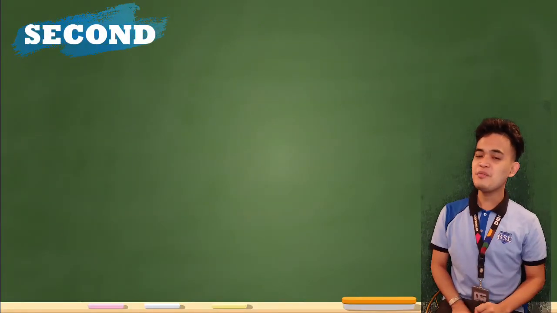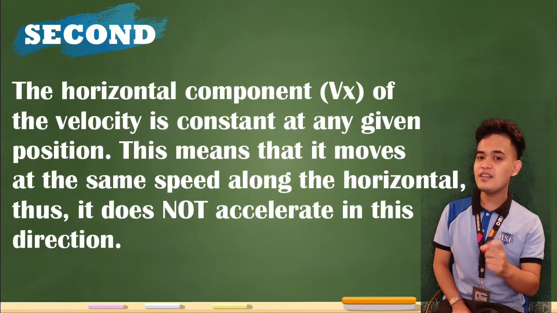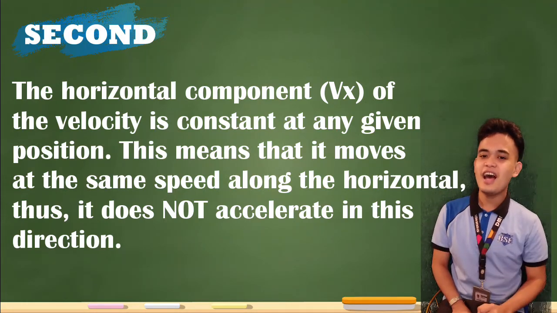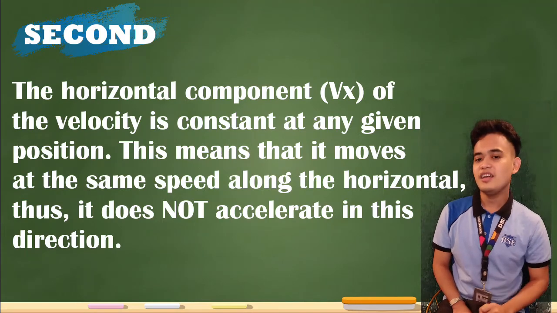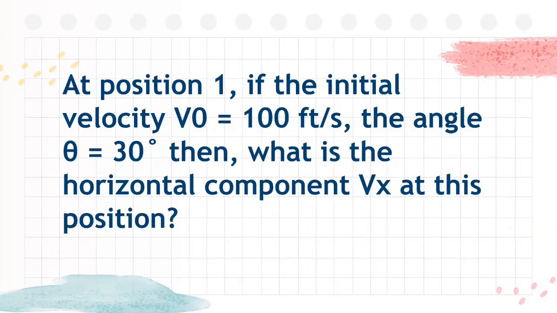Another feature of projectile motion is that the horizontal component, or the v sub x, of the velocity is constant at any given position. This means that it moves at the same speed along the horizontal. Thus, it does not accelerate in this direction. For example, at position 1, if the initial velocity is equal to 100 feet per second and the angle is equal to 30 degrees, then what is the horizontal component, or the v sub x, at this position?